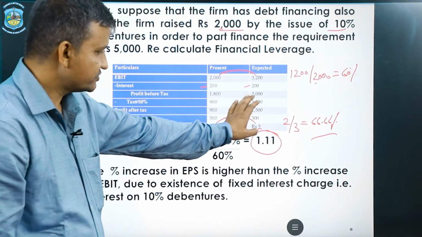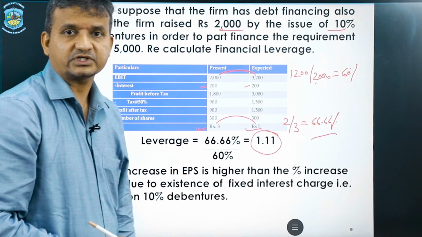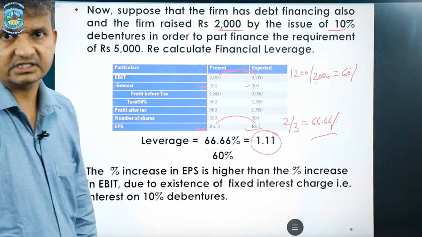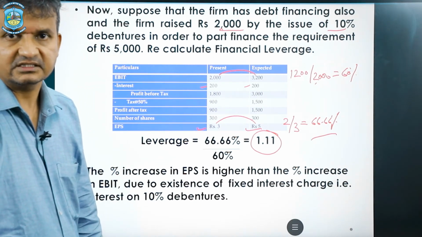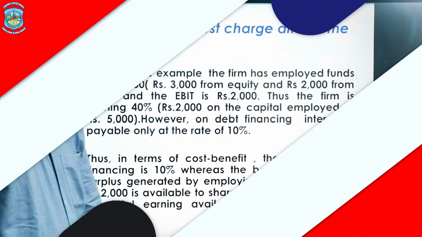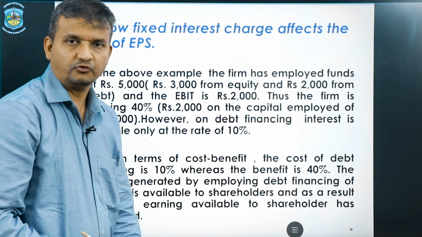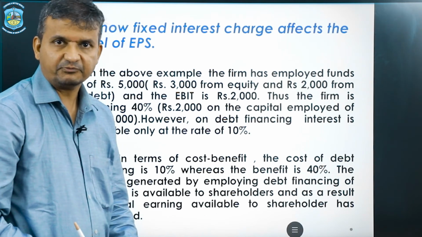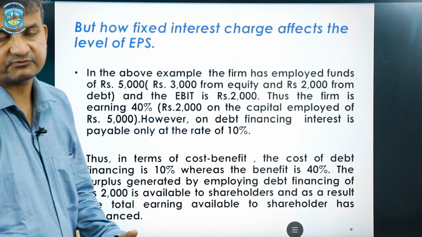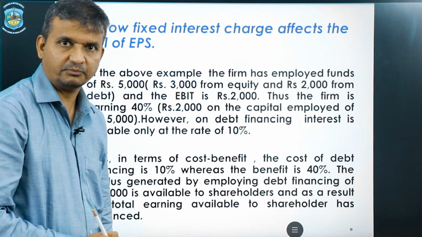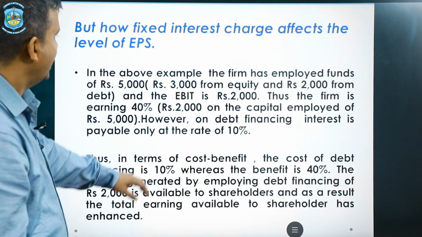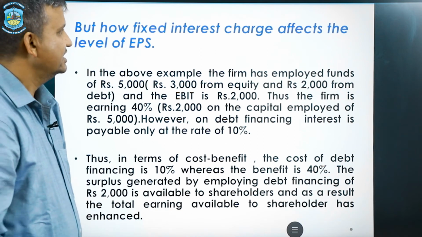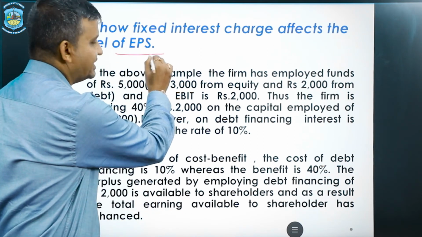Now the big question, why, or rather how, does fixed cost affect the level of EPS? Now we have seen when there was no fixed cost component, the financial leverage was 1. When we introduced debt financing, the financial leverage increased from 1 to 1.11. Now the big question which needs to be answered is how fixed interest charges affect the level of EPS.